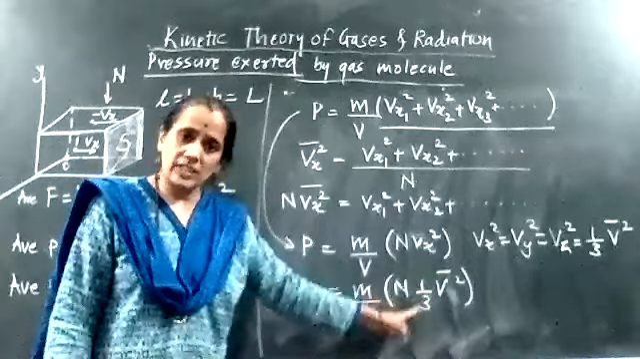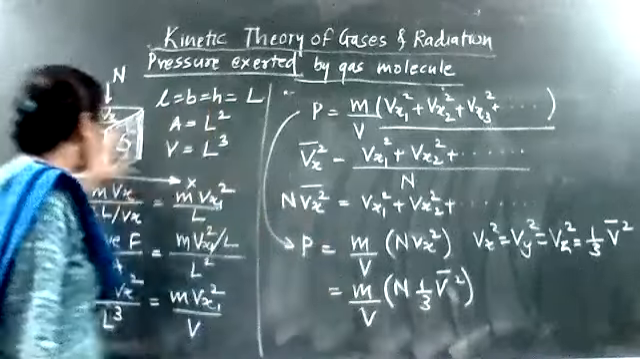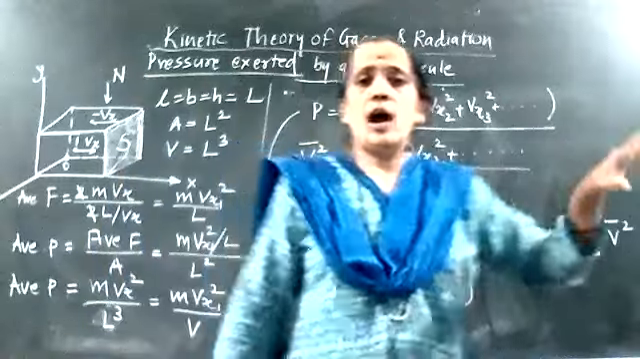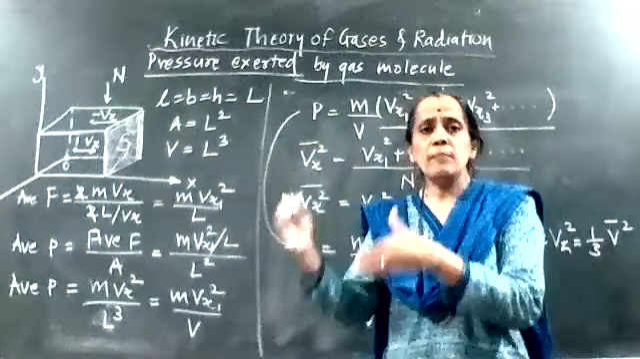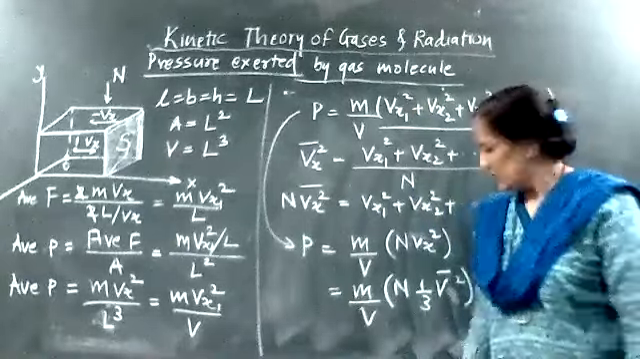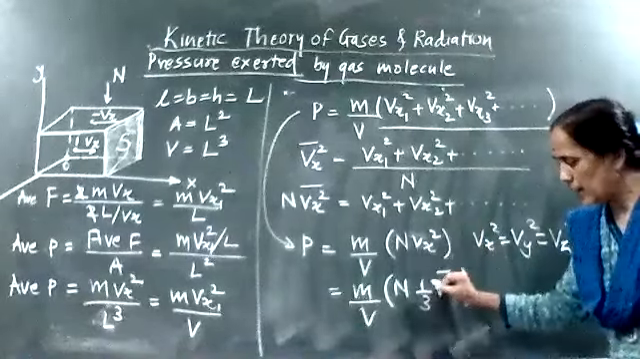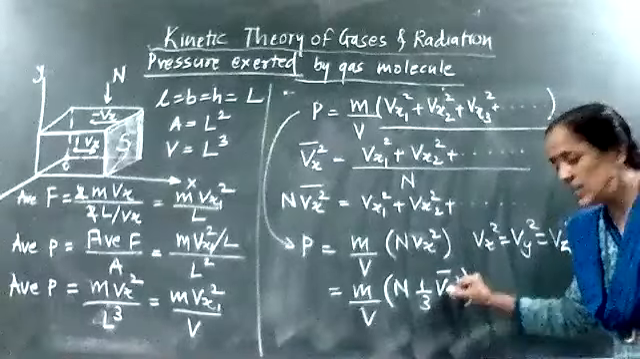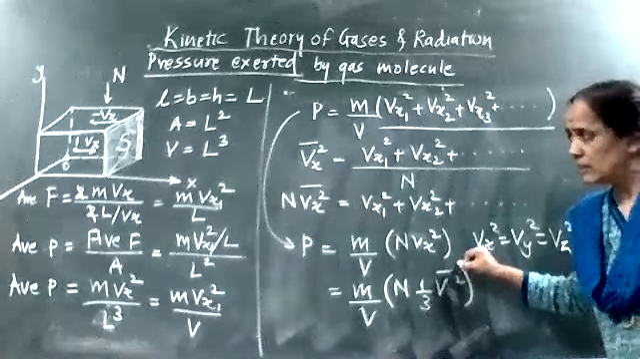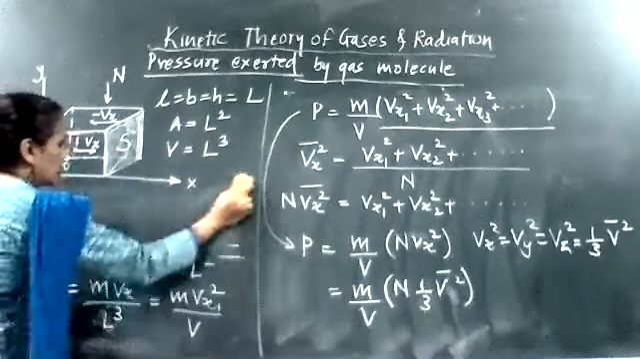Have you got why I have taken this 1 by 3? Right? Again look at it. The total number of molecules inside the cubical container is N. Out of that, 1 by 3 N molecules are traveling along the x-axis. Therefore, this Vx square is replaced by 1 by 3 V bar square. Bar means average. Right? Therefore, now what am I getting here? I am getting now this pressure.